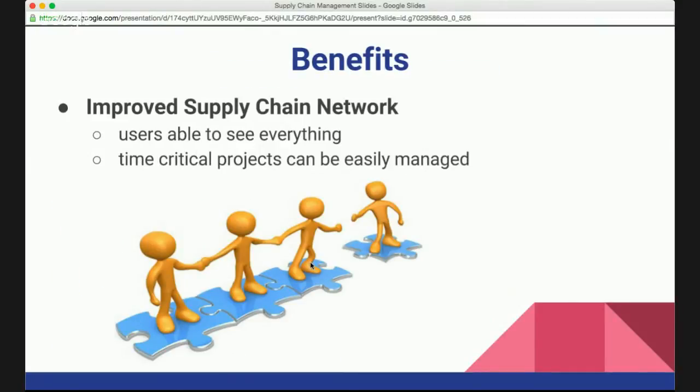Some benefits of the supply chain software are the following. The first is that it improves the supply chain network. Here, users are able to see everything that goes on in the entire supply chain. They can also see the status of projects that have a critical time constraint, so they can be easily managed.